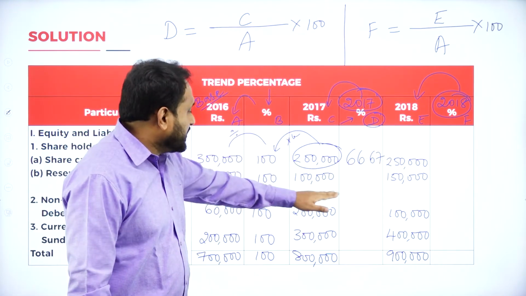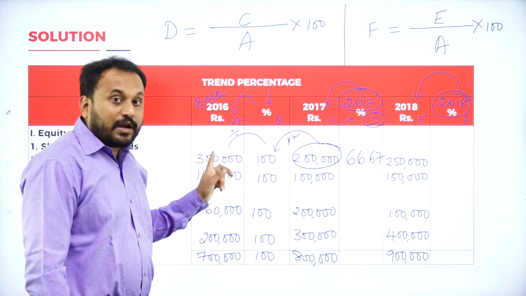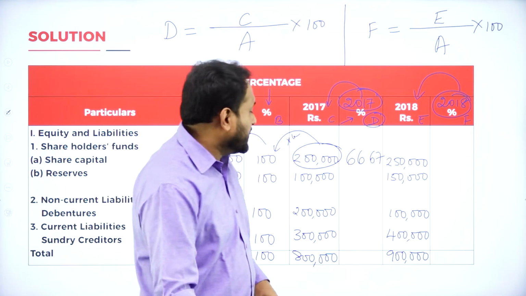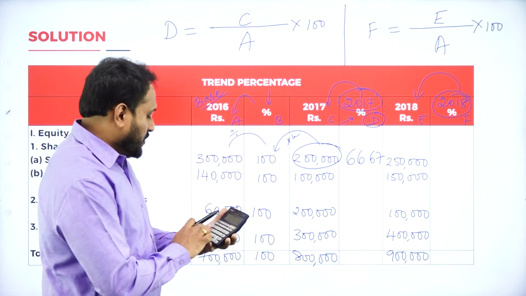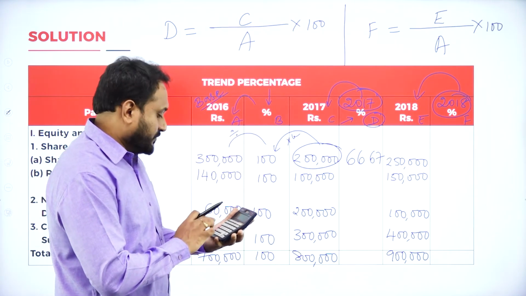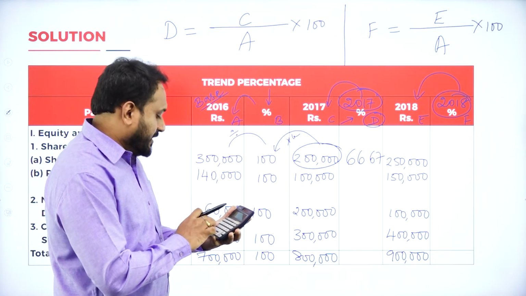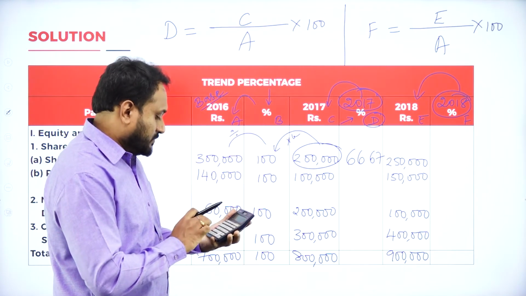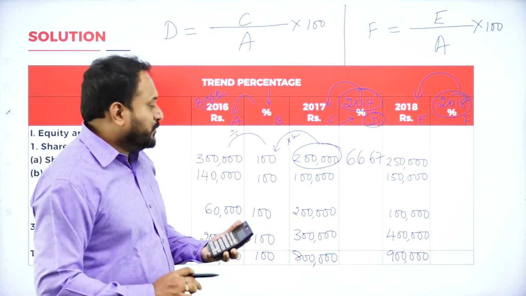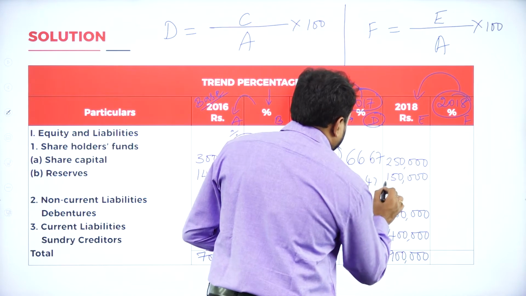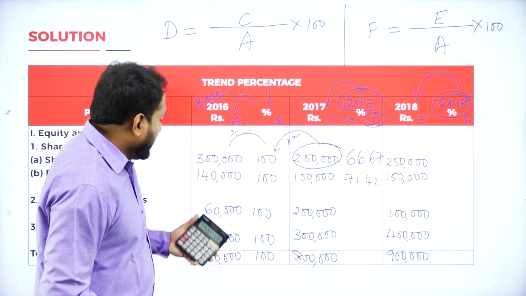Next we will go with this here. Now 1,40,000 is there. For 1,40,000 it is 100%. So 1 lakh is less than 100%. So let's go with this. We have 1 lakh into 100 divided by 1,40,000. 71.42. So we'll write here 71.42. Done.